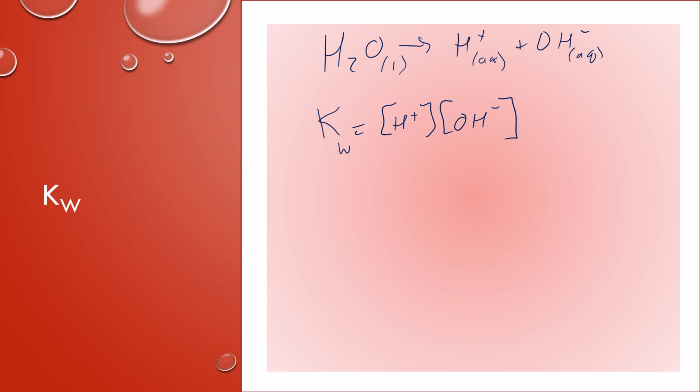Now, because it's an equilibrium constant, it is temperature dependent. So you're going to have a different number of ions of hydrogen and hydroxide at different temperatures. So at 25 degrees Celsius, or 298 Kelvin, your value for Kw is 1 times 10 to the negative 14th.